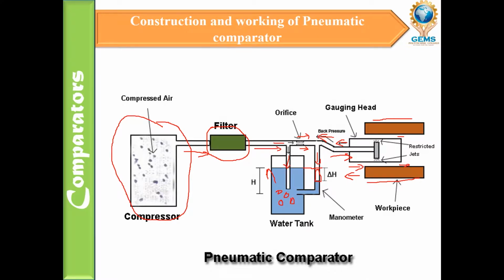So this is the head difference, and we can convert it into a pressure reading, whatever meaningful reading we need. Then we can convert, for example 1 mm of H is equal to 1 centimeter, based on the calculations. In this figure, the main function is pressure controlling. So this is the construction and working of the pneumatic comparator.